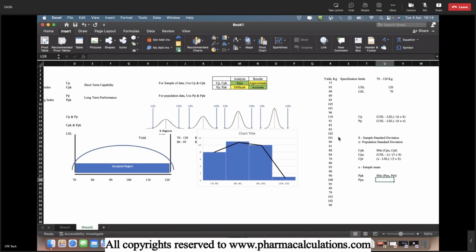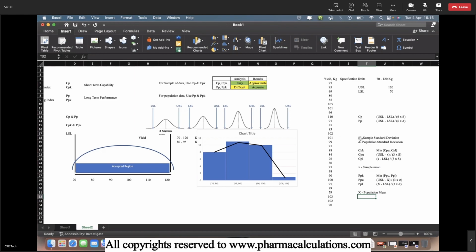PPU also has the same formula: upper specification limit minus the population mean, divided by 3 times the standard deviation of the population. And PPL means the population mean minus the lower specification limit, divided by 3 times the population standard deviation. So capital X means population mean.